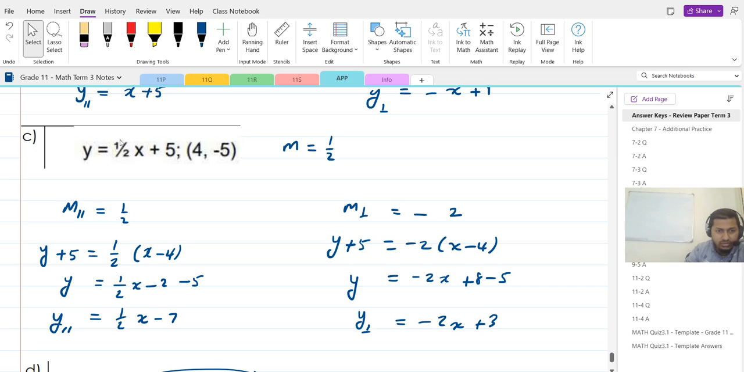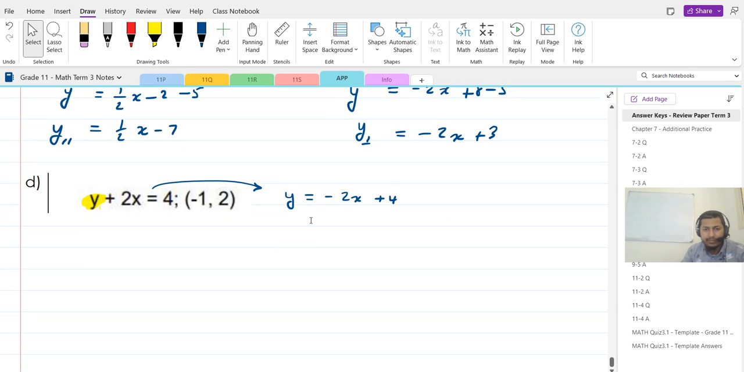Y equals. The coefficient next to x is your slope. So what's the coefficient, the number next to x? That is your slope. So slope is negative 2. So m parallel will be negative 2. M perpendicular will be half.